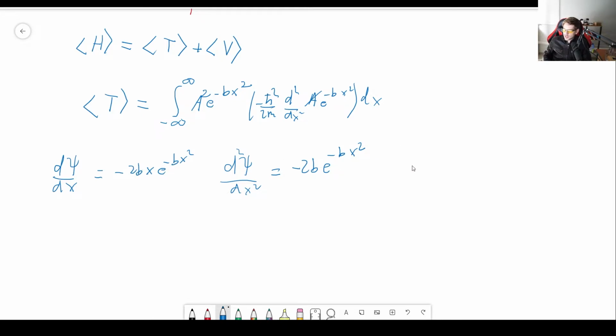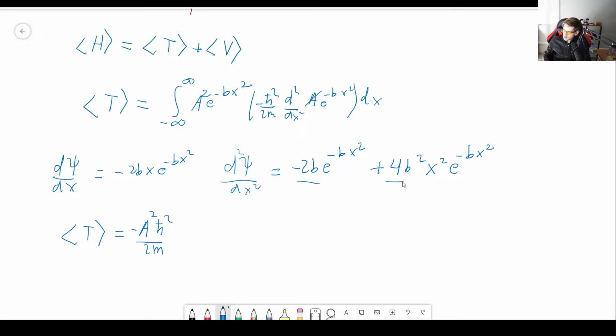So this part will get squared. So it will be plus 4b squared x squared e to the minus bx squared. Okay, so let's plug it all into our kinetic term. Actually, let's leave some room for our constants outside. So we can pull out the a squared, the minus h bar squared over 2m.